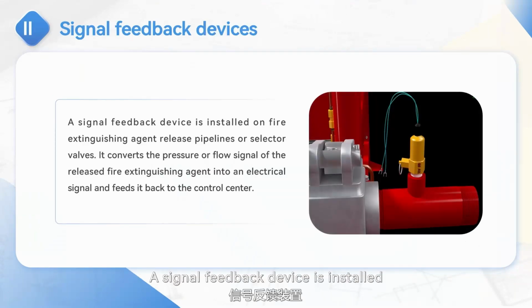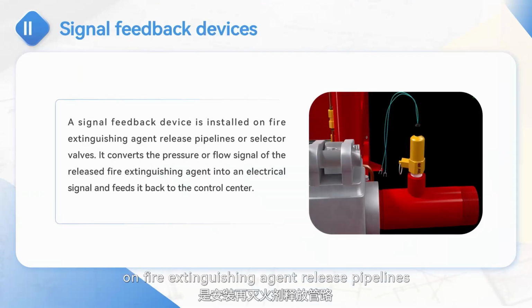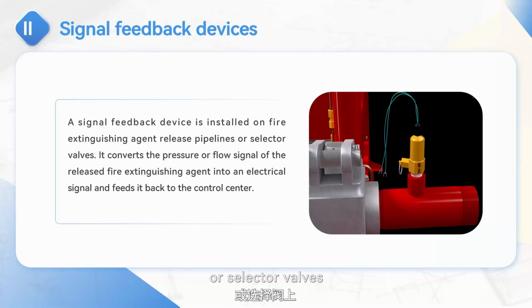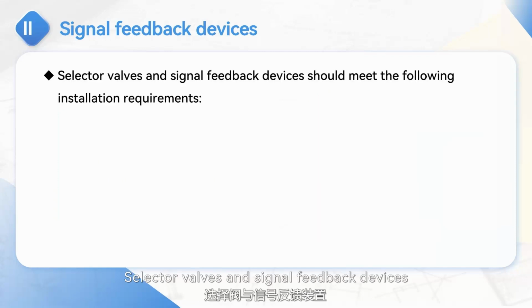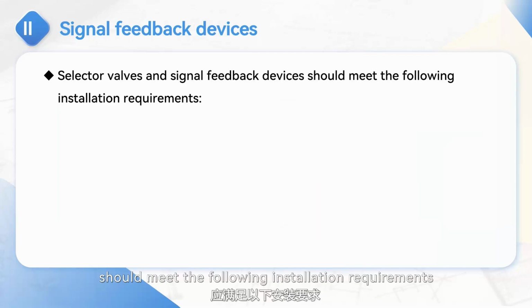A signal feedback device is installed on fire extinguishing agent release pipelines or selector valves. It converts the pressure or flow signal of the released fire extinguishing agent into an electrical signal and feeds it back to the control center. Selector valves and signal feedback devices should meet the following installation requirements.